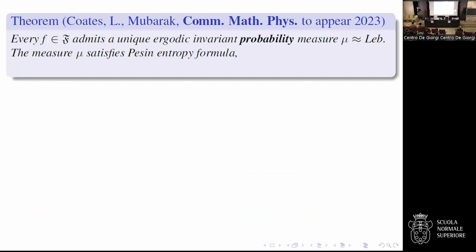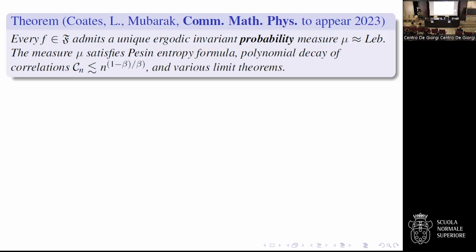The measure mu satisfies the Pesin entropy formula. This apparently was not obvious. This is a corollary of a paper of Jose Alves, actually, that allows us to apply this. We have polynomial decay of correlations with this particular rate, which is all fairly expected. And then we have various limit theorems that we prove in this situation, that depend on the observable and on the constant. So the decay of correlations uses the usual estimates on the tail of the induced map and so on.